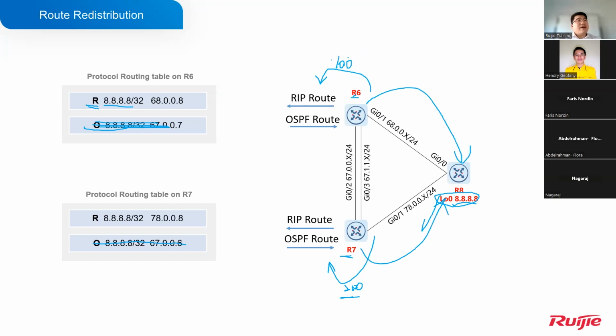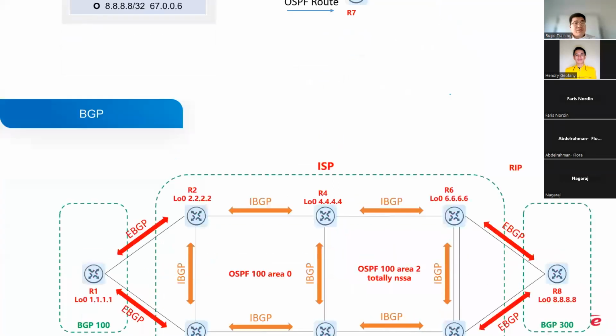And how can we tag these routes? We should use some tools. For example, we can use the route map. We should use a route map to do that. Later, when we introduce that configuration, you will see how to use route map to tag the routes and to filter the routes. Okay, this is about the route redistribution.